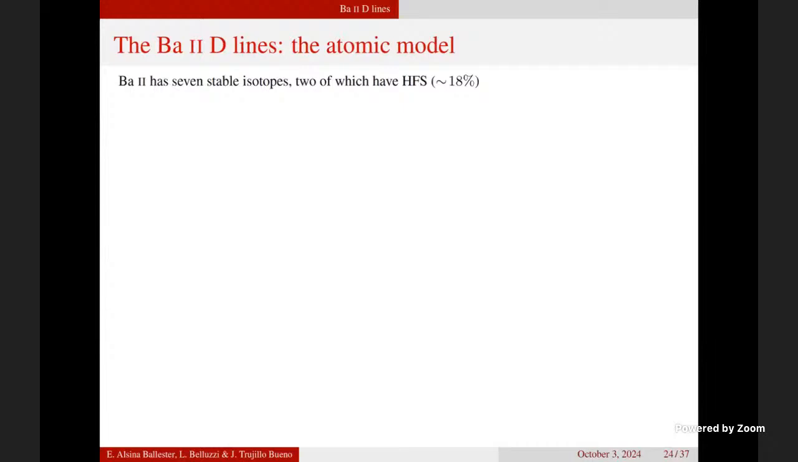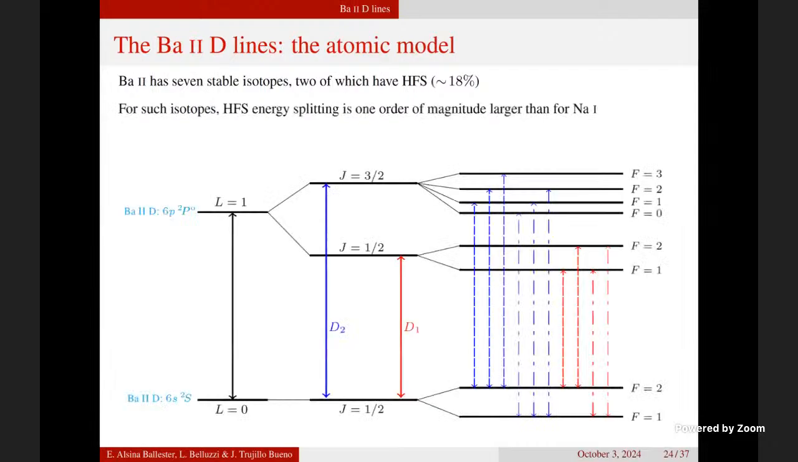So first I want to discuss some relevant aspects of the barium D2 line. Now, barium D2 has 7 stable isotopes, but only 2 of them have hyperfine structure. By abundance, this accounts for 18% of the total. But the isotopes that do have hyperfine structure have a much larger separation between the hyperfine structure levels, almost 1 order of magnitude larger than sodium.